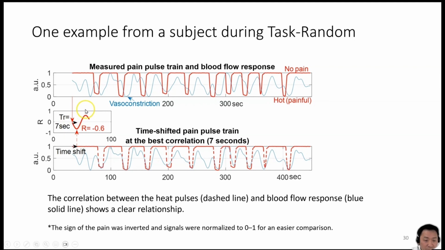But we know that within this about 20-second window, the first negative correlation occurs. The best correlation occurs where the actual response was. And based on this time shift, I can also align the signal. And you can see that the heat pain and the blue responses showed a clear response relationship.